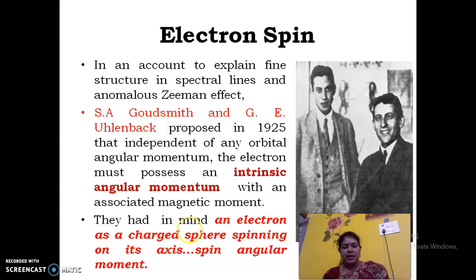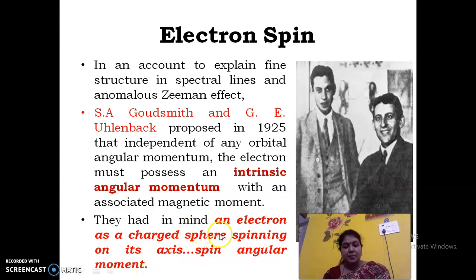It was the brilliance of S.A. Goudsmit and G.E. Uhlenbeck. They proposed way back in 1925 that independent of any orbital angular momentum, the electron must possess an intrinsic angular momentum too with an associated magnetic moment. So how could that be possible? They had in mind a picture of an electron as a charged sphere, not only rotating around the nucleus in orbits, but also spinning on its axis with a spin angular momentum.